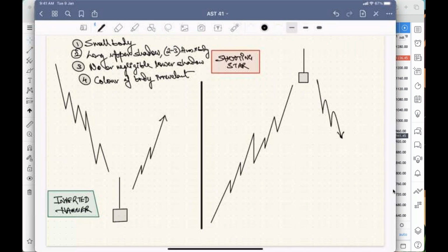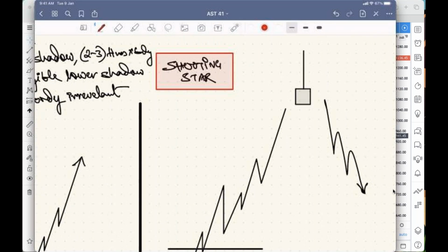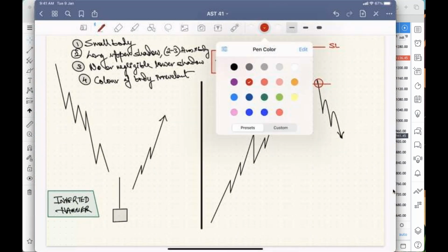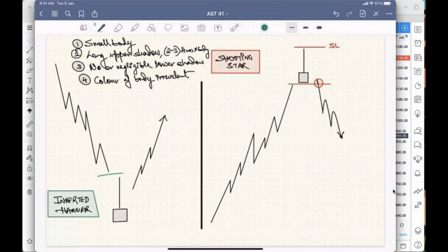For the shooting star reversal pattern, I would suggest you look to exit or sell once the low of the shooting star is broken. And for that kind of trade, you should always use the previous highs as your stop loss. In this case, go a little above the high, and a little below the low, is what you will use as stop loss.